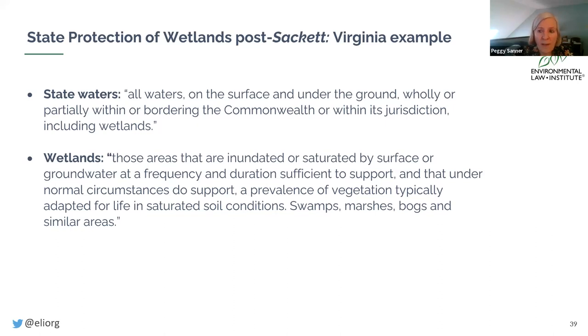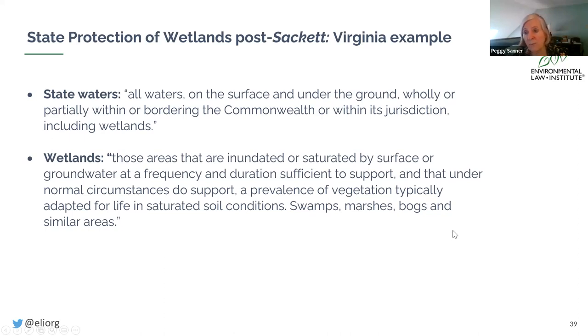So one way that the state program differs from the federal program is that there is no Virginia state legislation that limits our regulation of waters to navigable waters. Instead, we have a definition of state waters which covers everything, all bodies on the surface and under the ground, wholly or partially within the Commonwealth, including wetlands. Those are state waters, and they're within the jurisdiction of our regulatory agencies to protect. They're subject to, frankly, an environmental constitutional provision, which requires protection of these waterways. There's a very expansive definition of wetlands themselves, which I'll let you read, but largely anything that is inundated or saturated by surface or groundwater frequently and has the right kind of vegetation.